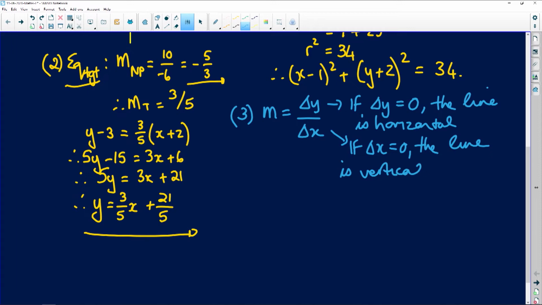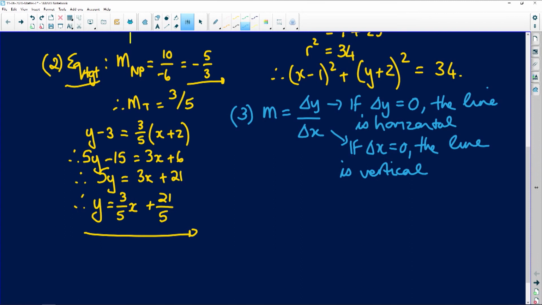Now, that's very important, because if you try and find the gradient of the line, your calculator is going to say it's an error. It's not really an error, okay? Remember, in the gradient, we don't work with a value 0. We work with the fact that the change in x is 0, or the change in y is 0. So the line is vertical.